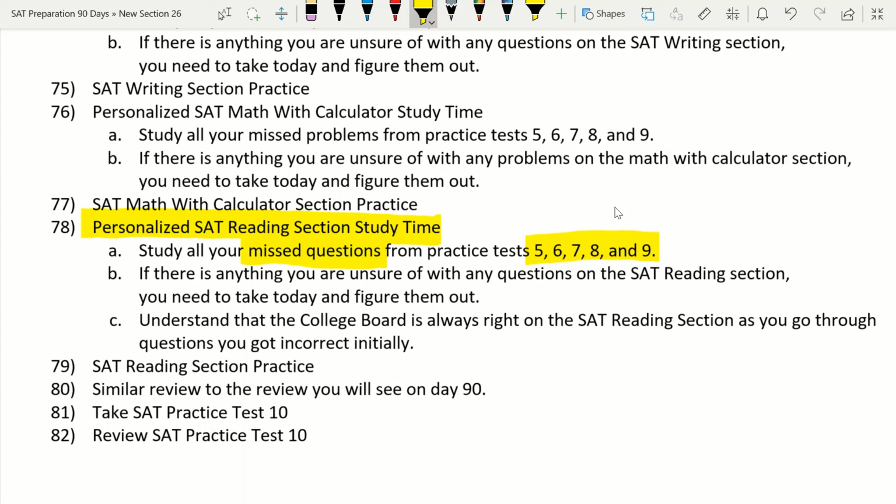understanding why you got them wrong, and how you're going to get to the correct answer next time, because ultimately that is the goal. You can't go in the past and change that you got them wrong on previous practice tests, but you can understand what you did wrong and use that to formulate a new plan to make sure that you get similar questions correct on the next SAT practice test and on the SAT. So if there's anything you were unsure of with any questions on the SAT reading section, go back and figure them out, because this will be tomorrow's video. I'll talk more about that tomorrow.